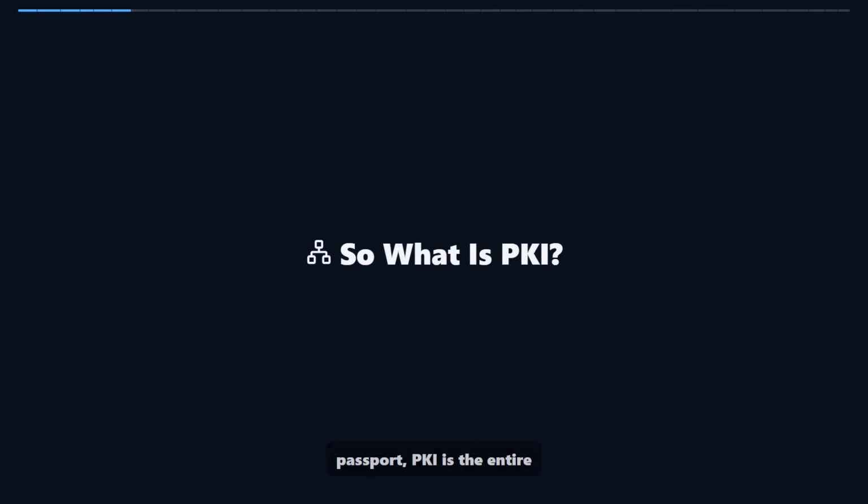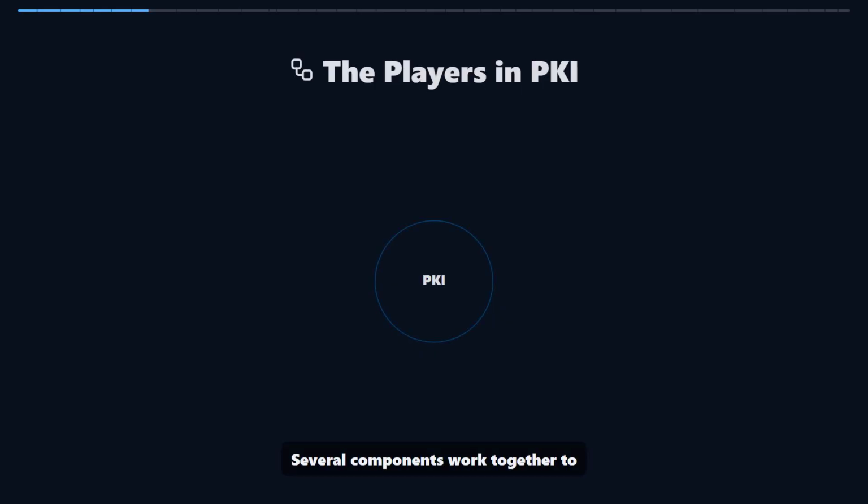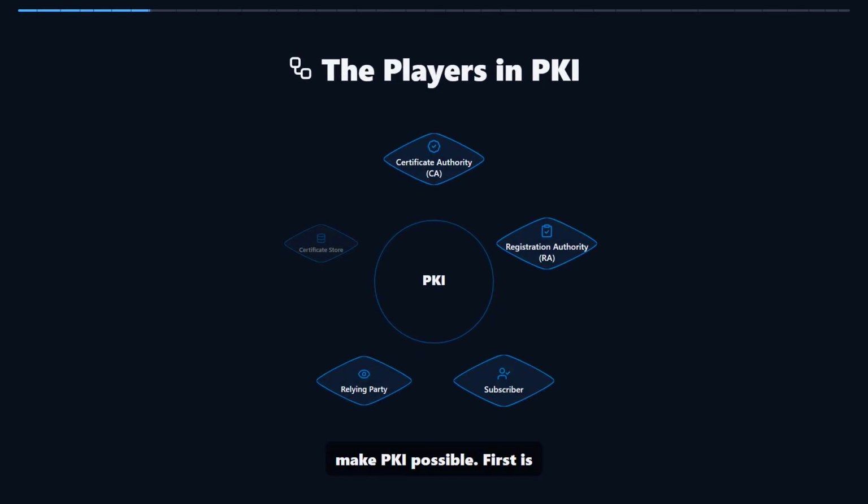If a certificate is a passport, PKI is the entire system that issues, renews, revokes, and checks them, at scale. Public key infrastructure is the mix of hardware, software, policies, and people that keeps the whole trust framework running. It's not a single protocol. It's the ecosystem that makes it possible for your browser to verify millions of websites every second without you ever thinking about it. Without PKI, every website would have to prove its identity from scratch, and the internet would grind to a halt. Several components work together to make PKI possible.